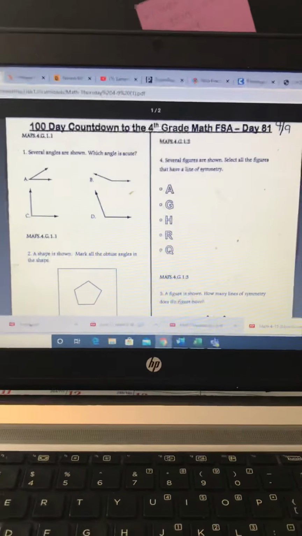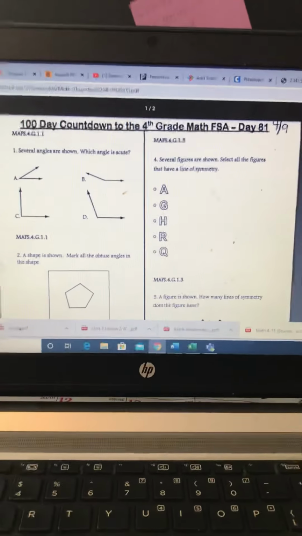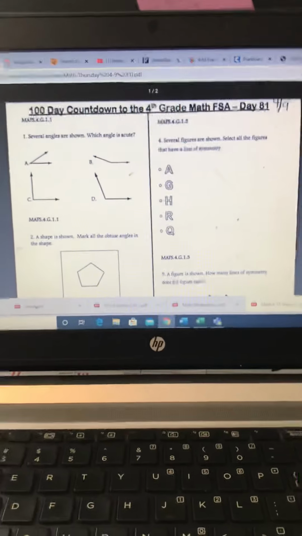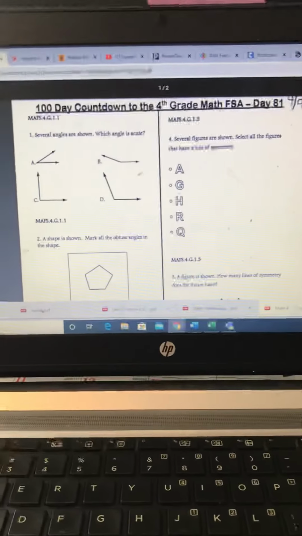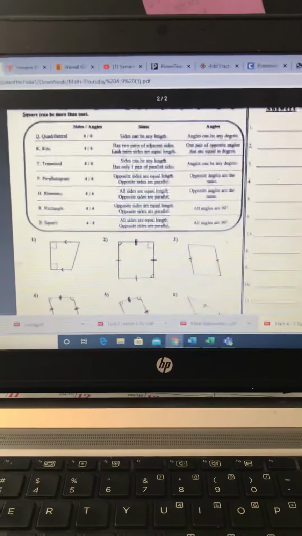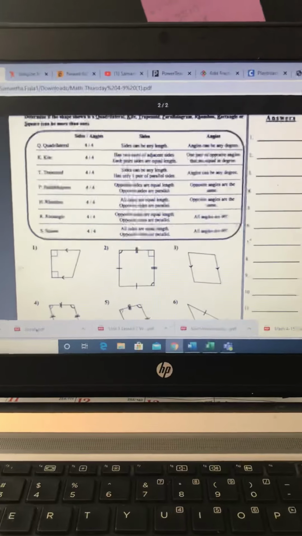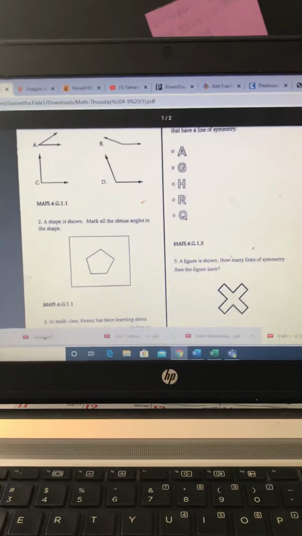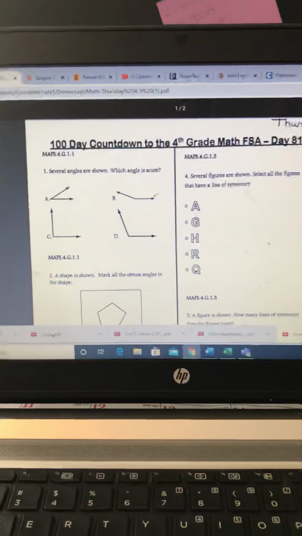I just want to go over today's lesson with you. Today's 4-9. So when you open up your attachment for today, for your assignment, here's your FSA countdown page, and then your worksheet page for the lesson for today. So today's lesson is on quadrilaterals. Okay. I want to go over a couple questions with you from your FSA page first.